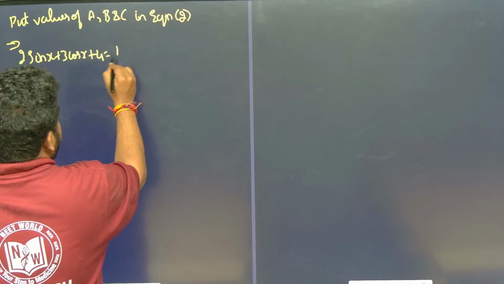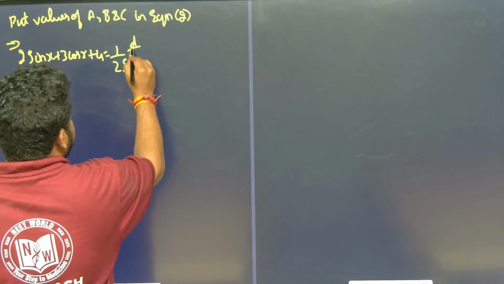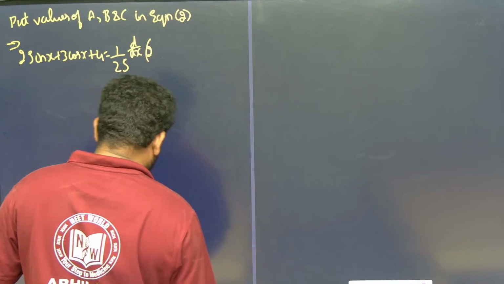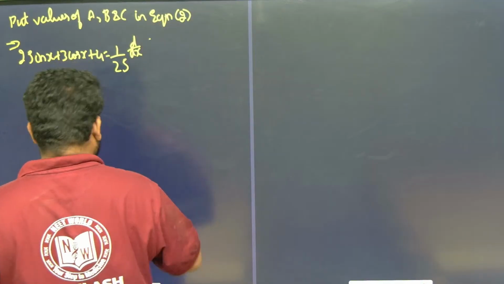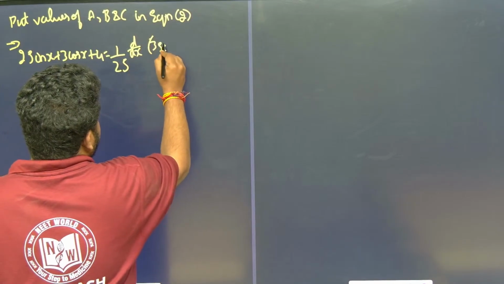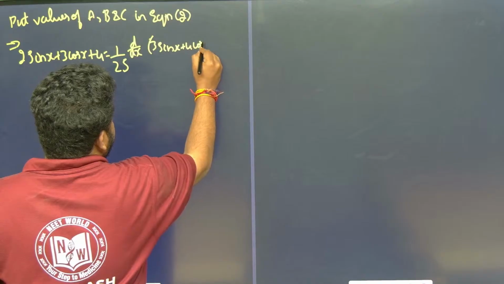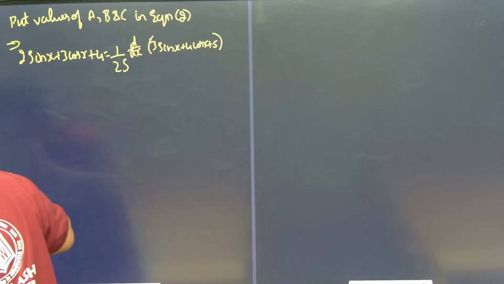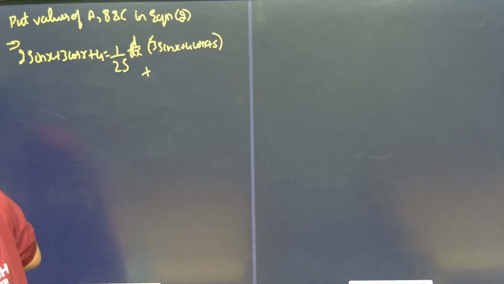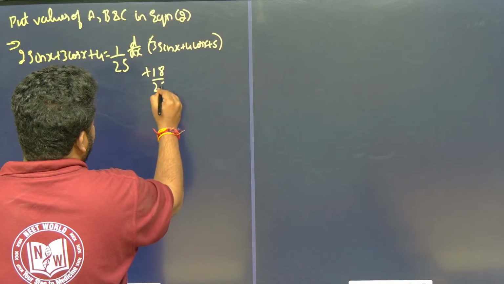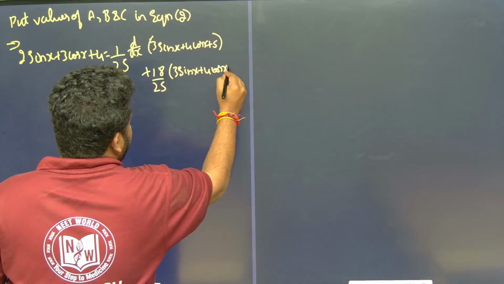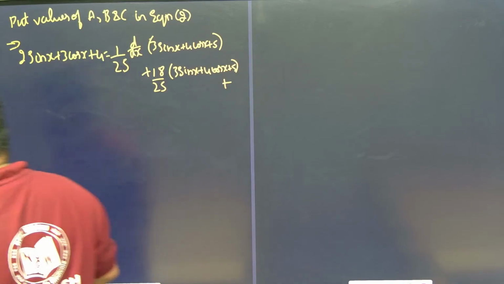A is 1 by 25 into d by dx of the denominator. What is the denominator that we have? The denominator is 3 sin x plus 4 cos x plus 5, d by dx, plus b. What is the value of b we got? We got the value of b as 18 by 25 into the denominator, 3 sin x plus 4 cos x plus 5, plus c. See what is the value we got?